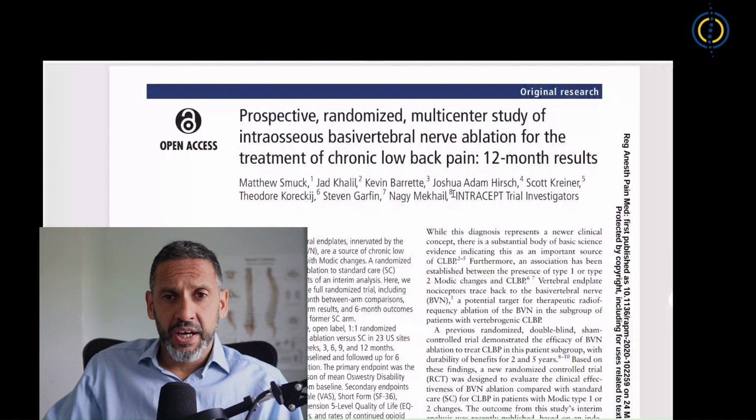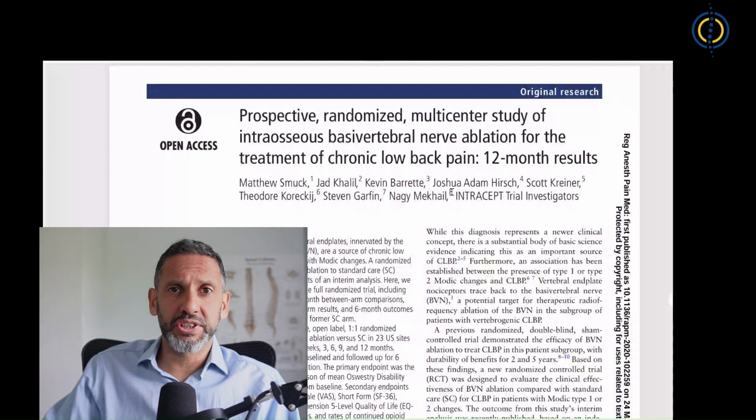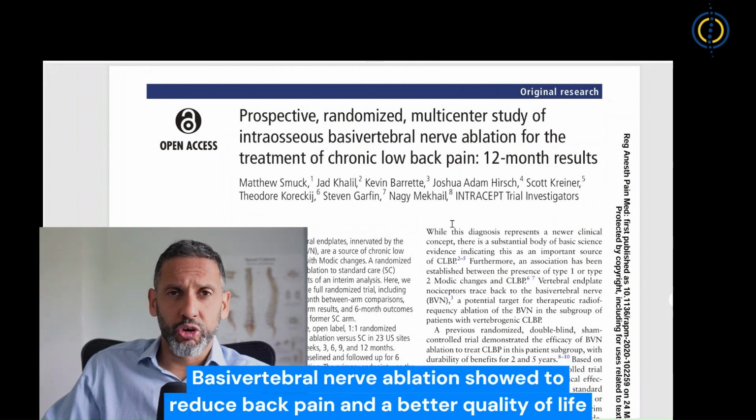This study compared two groups of patients with chronic lower back pain and Modic changes on their MRI scan. One group underwent the basivertebral nerve ablation, the other group underwent standard care, which includes physiotherapy or sometimes pain management as well. Then they looked at the outcomes of the two groups. The group that underwent the nerve ablation overall had better pain scores up to a year later, some even longer, and about three quarters of those that underwent the nerve ablation overall reported a better quality of life.